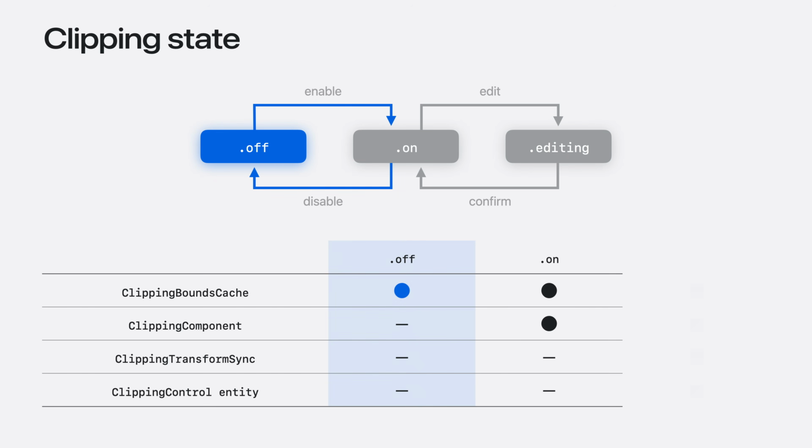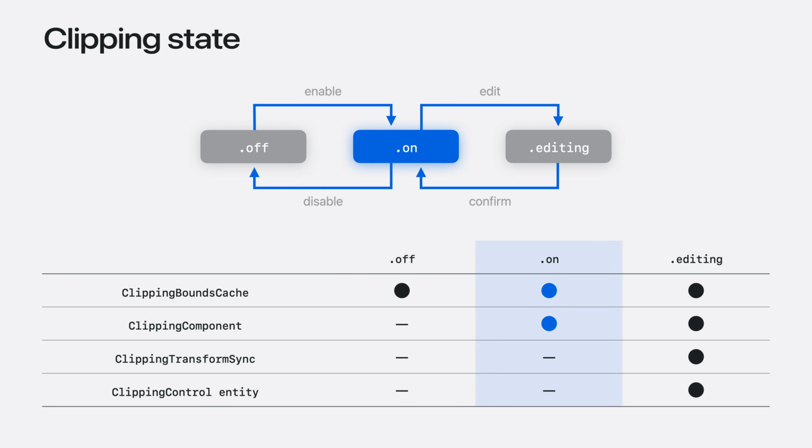There are 3 components involved. In the off state, we have the clipping bounds cache, a custom component in the sample code. It keeps track of the clipping bounds that were last edited and provides that value to the clipping component when the state switches to on. In the on state, the clipping component is created and added to the entity. This is the RealityKit component we discussed earlier. Geometry that's outside its bounds is discarded.